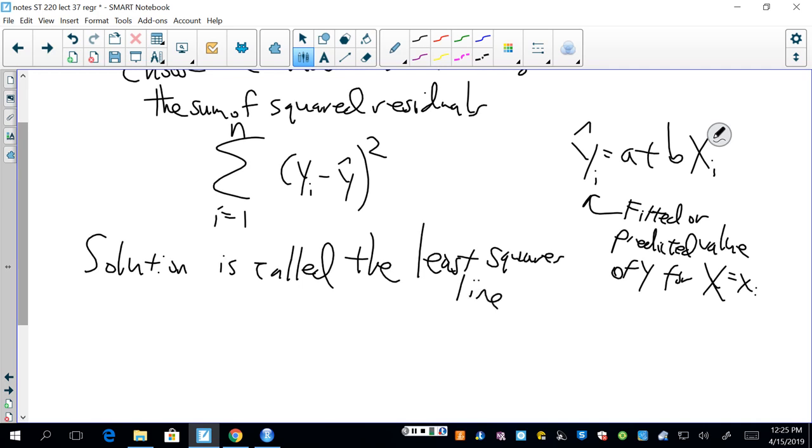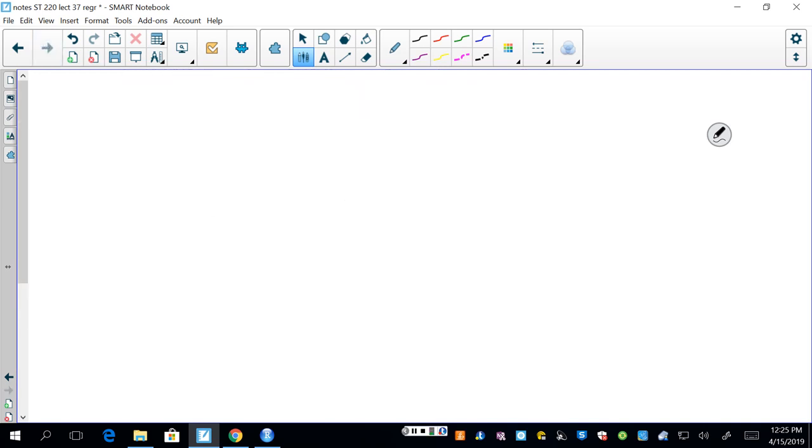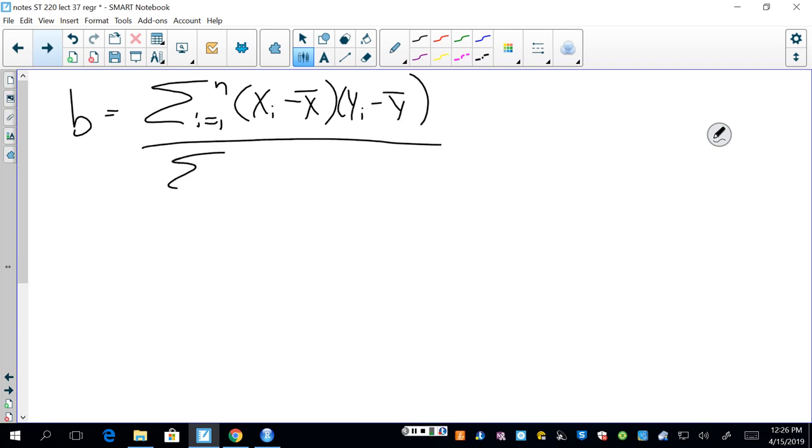And there's an explicit equation for it. It's actually a calculus problem, taking derivatives with respect to these two parameters, a and b, the intercept and slope, setting the two equations equal to 0 and solving. The equation for b is the sum of (x_i minus x bar) times (y_i minus y bar) in the numerator, and the sum of (x_i minus x bar) squared in the denominator. Once you calculate that slope, the value of a, the intercept, is the y average minus b times the x average.